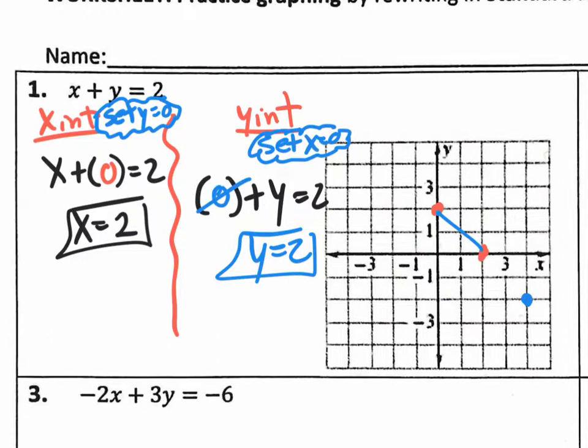Or you could go backwards, right? Over 2, up 2, over 2, up 2, over 2, up 2. So you can make the line as long as you want by figuring out the pattern that's going on. Then you could draw your line straight through all those points, put arrows on it, you're done.